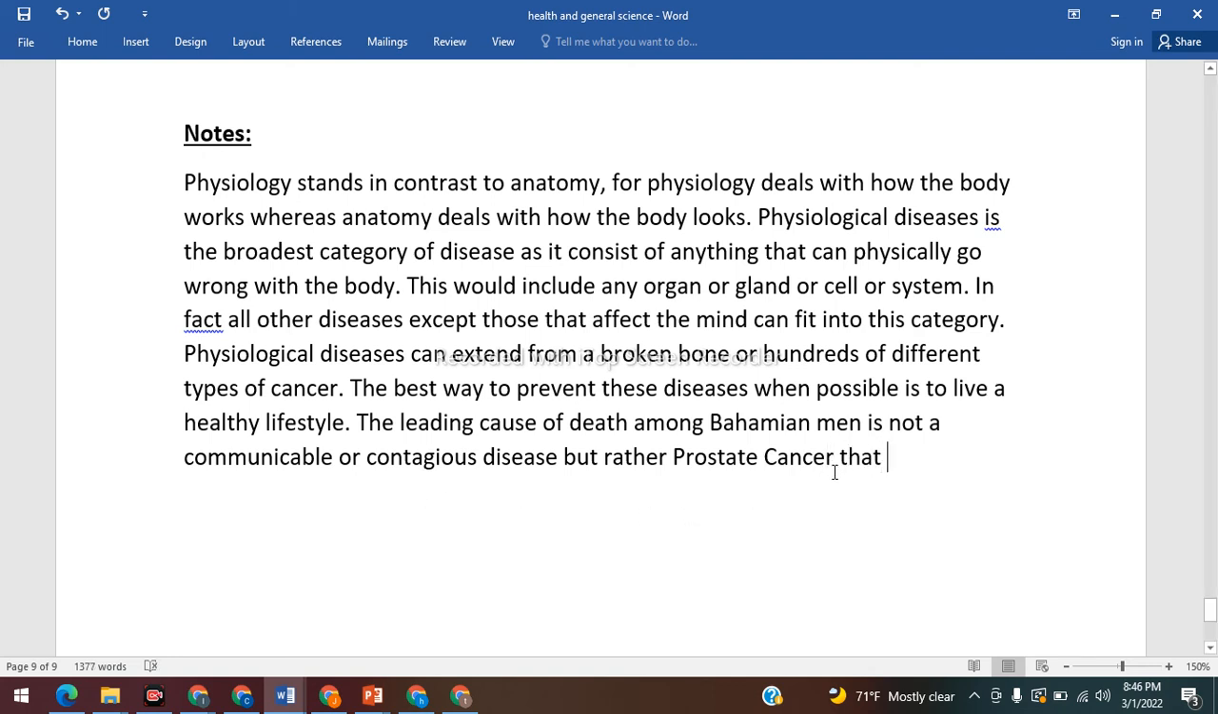What is the prostate? It's a cancer of the prostate, something to do with urine. That's cancer of the prostate gland, which is located in the lower part, inside, above the testicles.